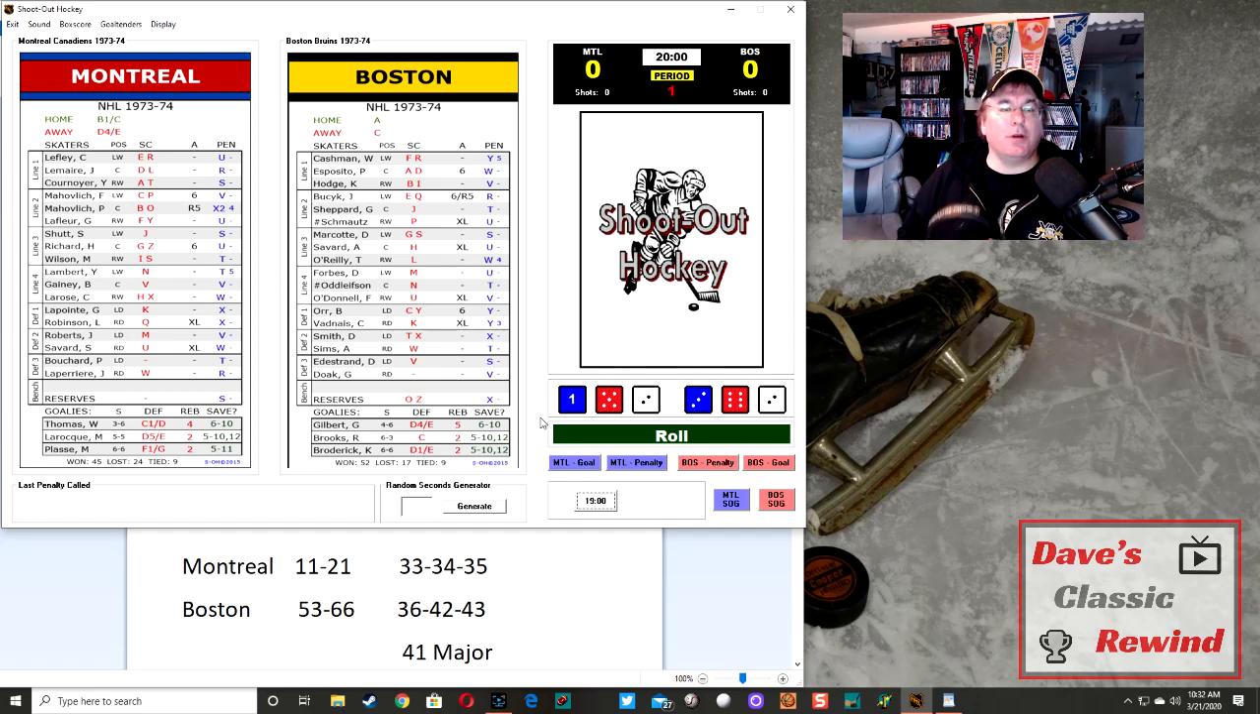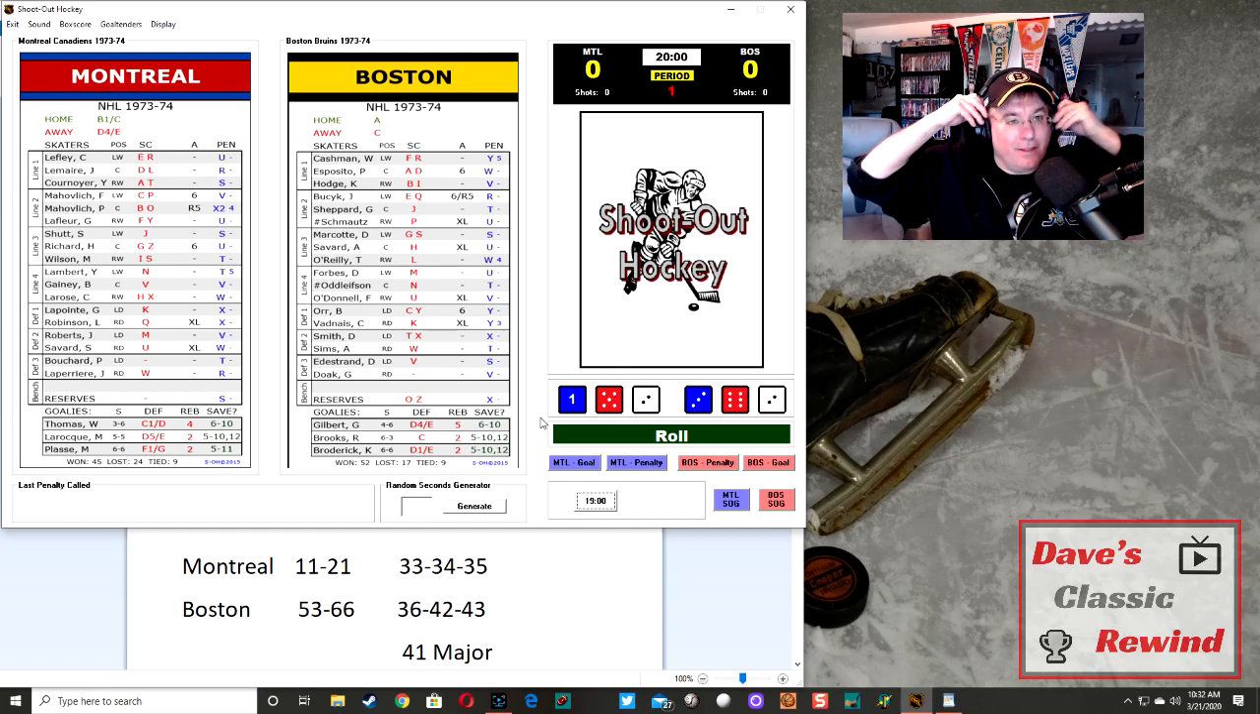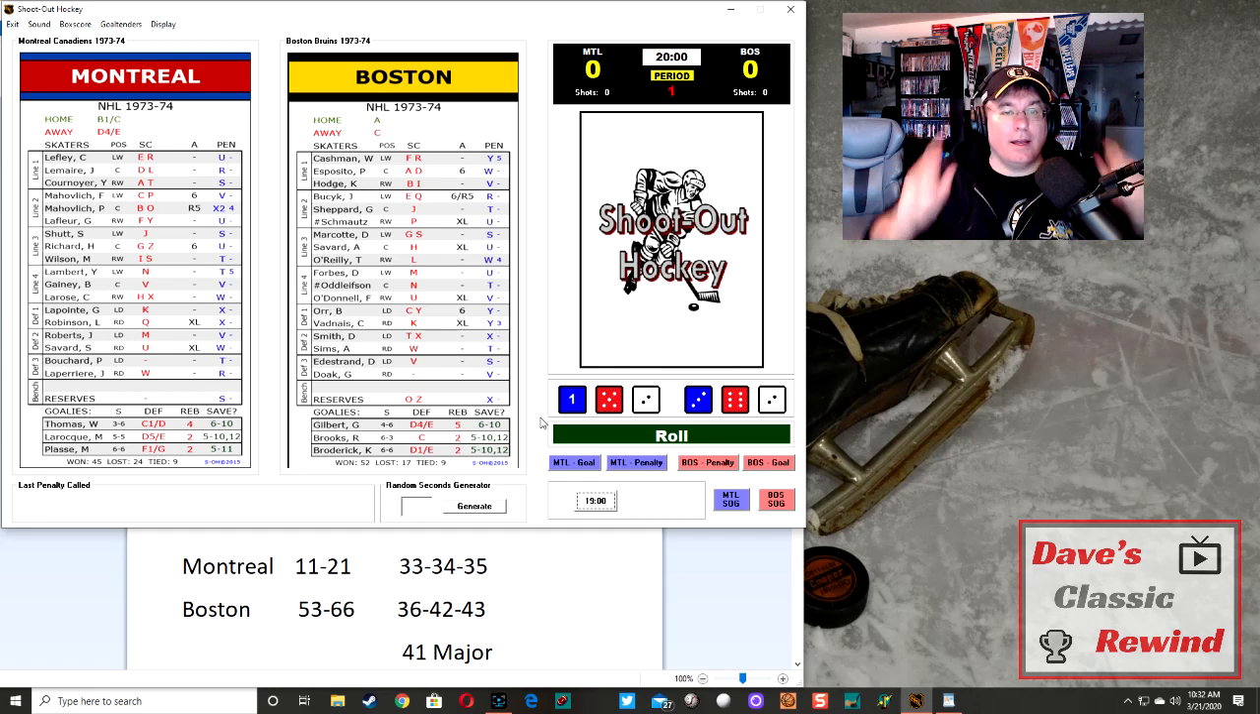This is a game called Shootout Hockey, okay? This is one of my favorite games. And how you play. Now, this is the Shootout Helper. This is the Shootout Helper. And what it does is it allows you to play the game on the computer because it's a cards and dice game.